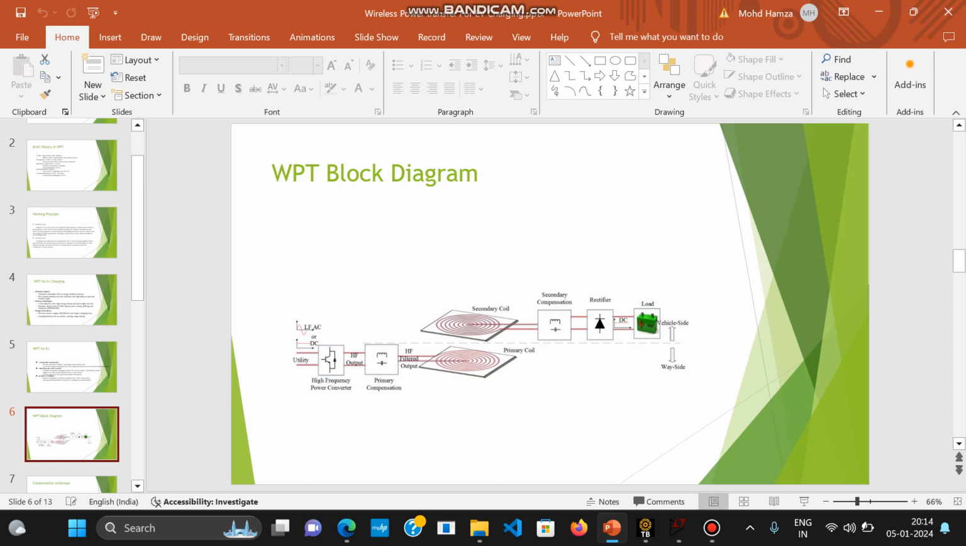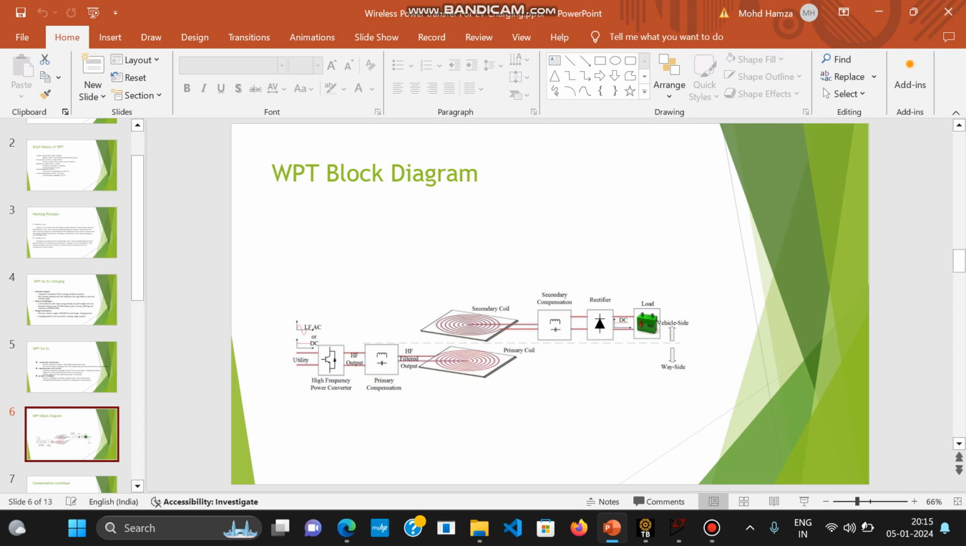The compensation circuit has two duties. One is to block the unnecessary harmonics, unnecessary signals, and it passes only the signals which are required for us. It will block the unnecessary signals like noise signals, etc. And the other work of this compensation circuit is to match the resonance condition between the transmitter and the receiver.